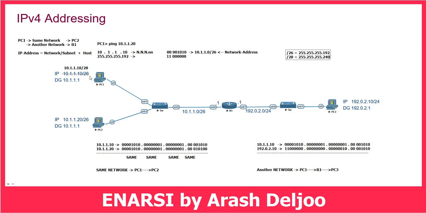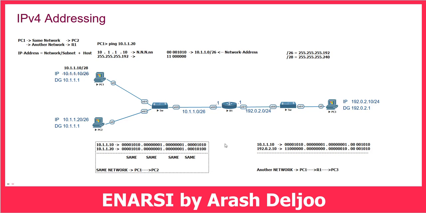Assume that we configure 10.1.1.10 slash 28 in PC1, and again we are using for example the same command, ping 10.1.1.20, and now again PC1 should compare the first 28 bits of its IP address with the destination IP 10.1.1.20. Okay, look at here. Let me compare these two values with each other. Now we should compare the first 28 bits.